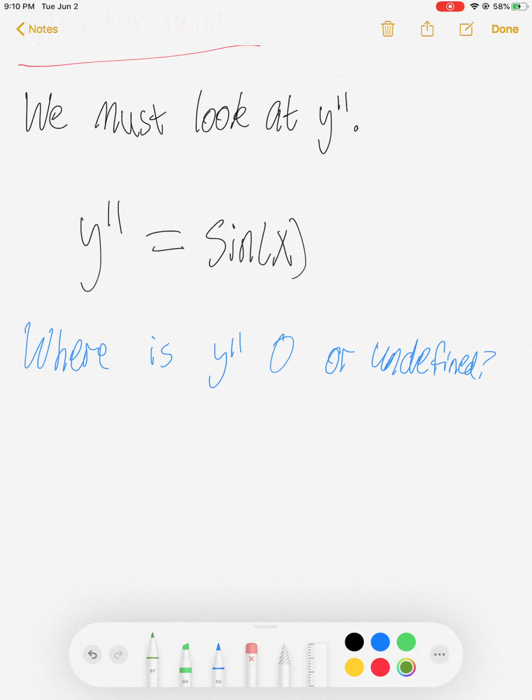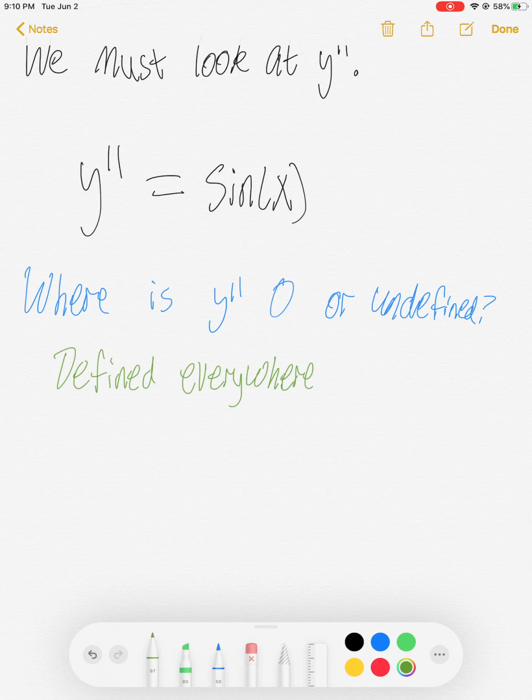Now the question is again, just as before, where is y double prime 0 or undefined? Just like the first derivative, no matter what I plug into y double prime for x, I'll get something that makes sense. So certainly this isn't undefined anywhere. In other words, it is defined everywhere. So we just need to find where it's equal to 0.